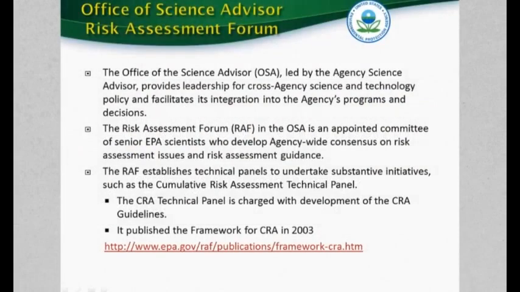The EPA has been engaged for a number of years in the development of guidelines for cumulative risk assessment through the leadership of the Risk Assessment Forum. The Risk Assessment Forum in the Office of the Science Advisor is an appointed committee of senior EPA scientists who develop agency-wide consensus on risk assessment issues and risk assessment guidance by establishing technical panels to undertake substantial initiatives such as cumulative risk assessment.